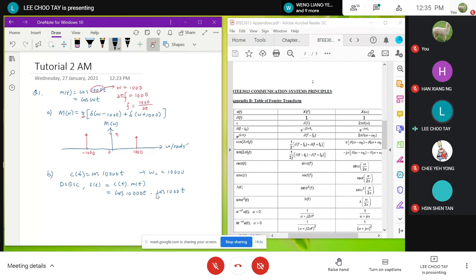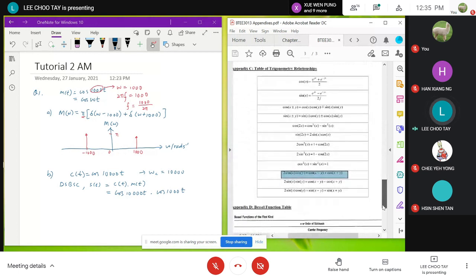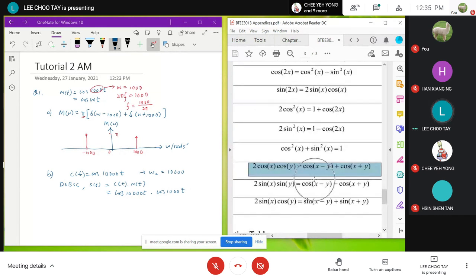All right. So now I have two cosine terms that I need to multiply together. So again, make your life easy by using appendix C. Appendix C tells you that 2 cos x cos y is equal to cos(x minus y) plus cos(x plus y). I believe you learned this in your maths, the trigo. So I don't really want to go through everything again. We just straight away make use of this table.